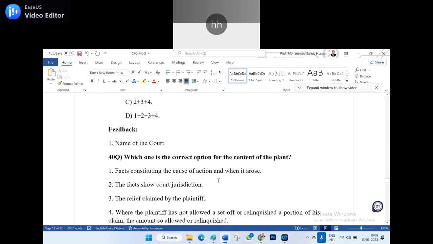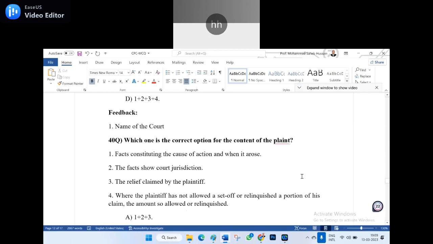Okay, now the 40th question. Which one is the correct option for the content of the plaint? Here you can read number 1, facts constituting the cause of action and when it arose. 2, the facts show court jurisdiction. 3, the relief claimed by the plaintiff. 4, where the plaintiff has allowed a set off or relinquished a portion of his claim, the amount so allowed or relinquished. So for 1, 2, 3, 4, I made a fabrication, at least one there.